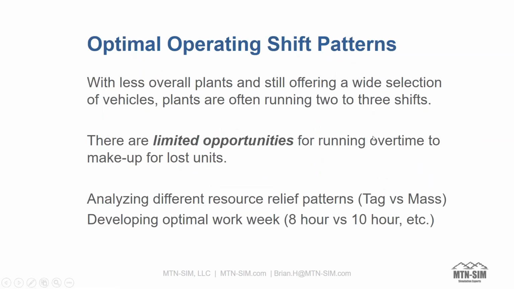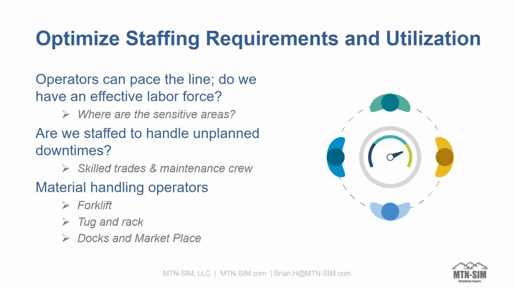So once we do have the facility up and running, and we're looking at achieving our overall throughput targets, we want to look at our operating patterns. Are we going to be running this facility within 8 hours? Are we going to be looking at 10-hour shifts? Are we going to be releasing our operating force with a tag versus a mass release pattern?